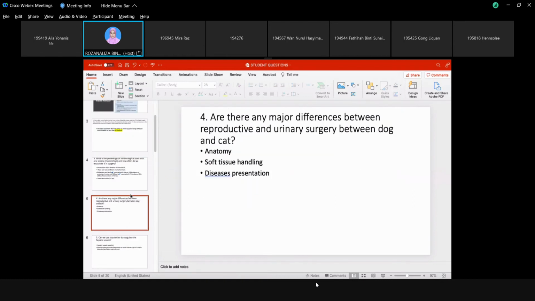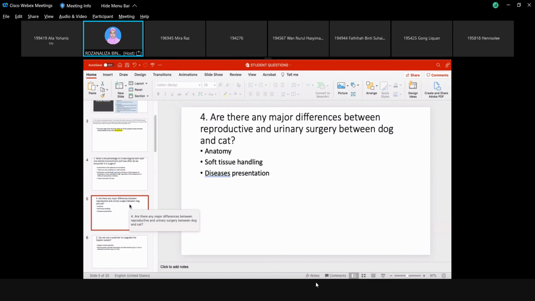Okay, so this question: are there any major differences between reproductive and urinary surgery between dogs and cats? Really, when you ask these kinds of questions, it's very broad. So who asked the question? May I know what you really want to know about this question? Are there any major differences? Of course there are, even between cats and dogs.